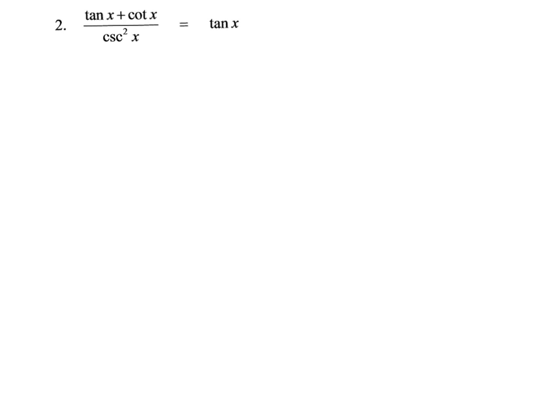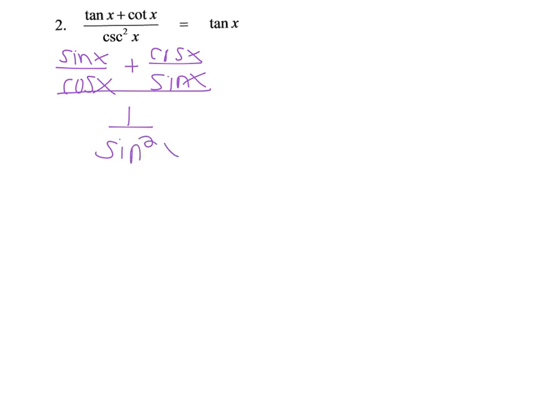For this next example, I would say that the left-hand side is more complicated than the right-hand side. I'm going to start off by changing the left-hand side into terms of sine and cosine, because I have a lot of trig identities and some of them might cancel. So tangent is the same as sine divided by cosine, and cotangent is the same as cosine divided by sine. Cosecant squared is 1 over sine squared.